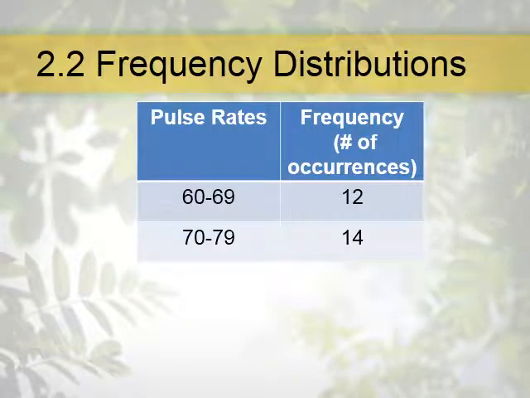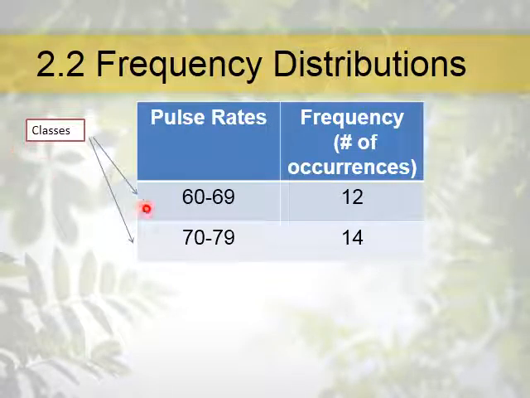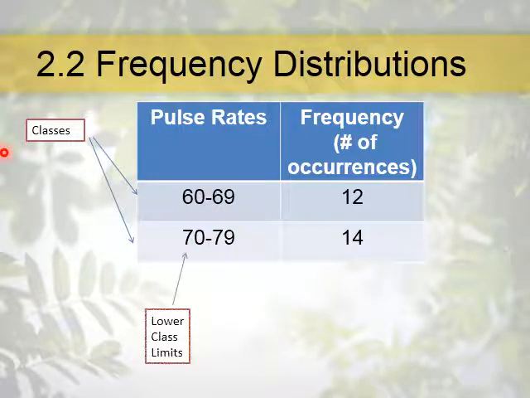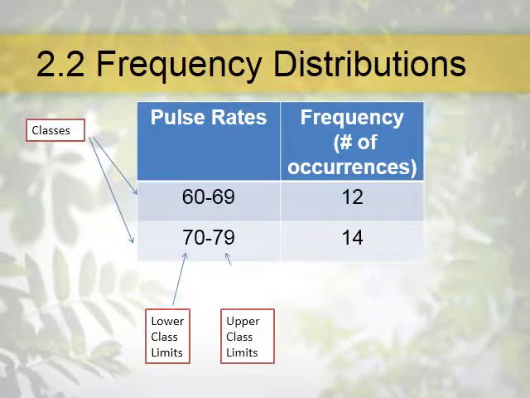So let me zoom in on the first two rows of that frequency distribution. 60 to 69 had 12 occurrences, 70 to 79 had 14 occurrences. I'm going to define these a little further. So we call these on the left side my classes, 60 to 69 and 70 to 79. The number on the left is the lower class limit, and you can guess the number on the right is the upper class limit.